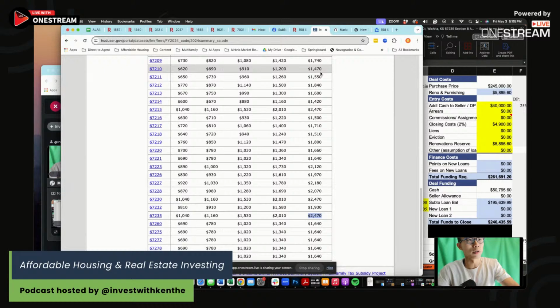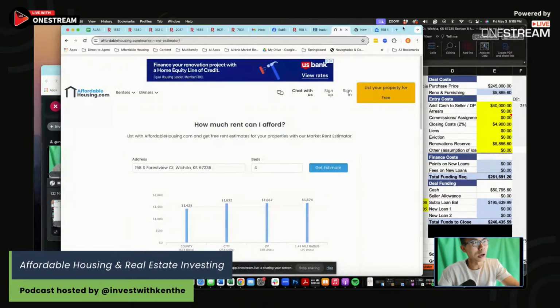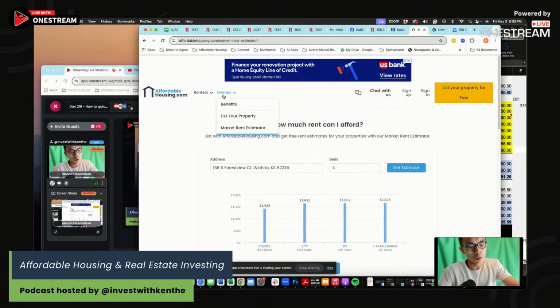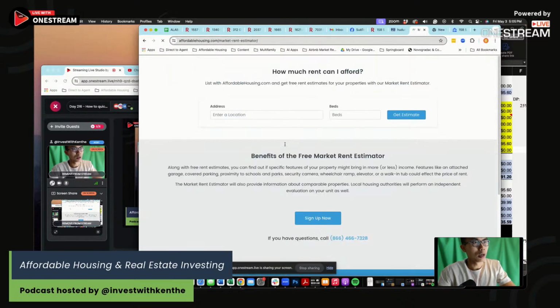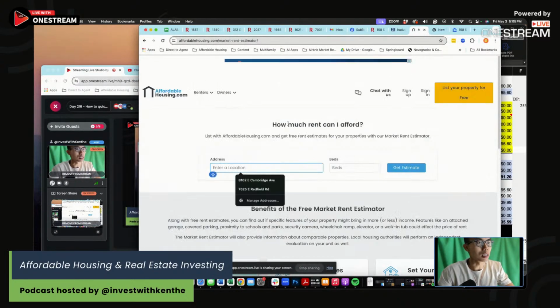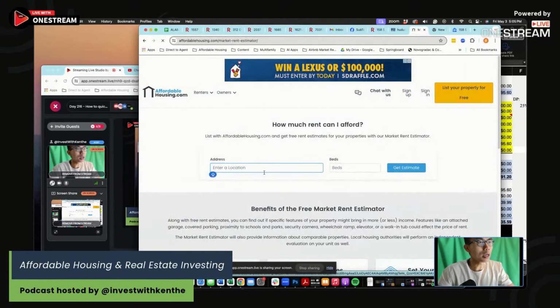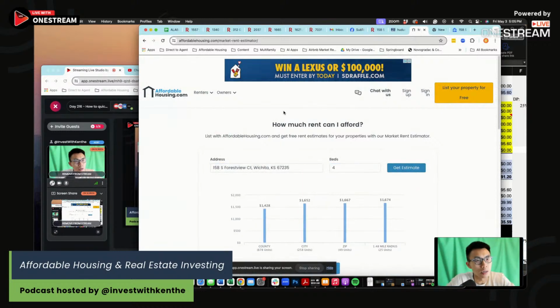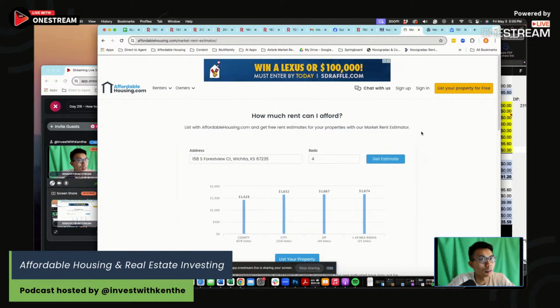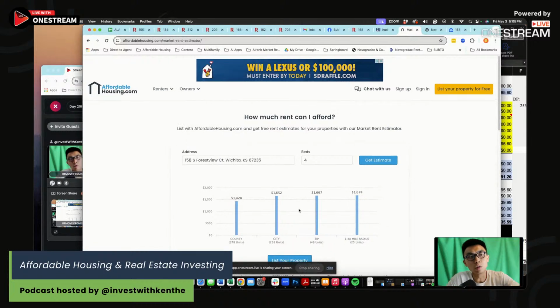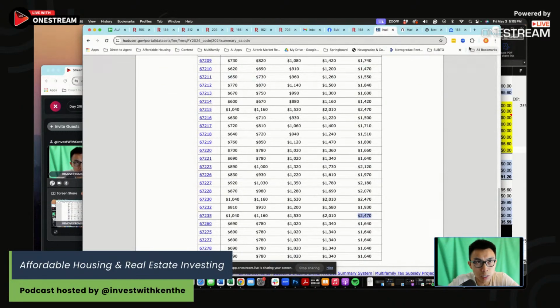Okay, $24.70. Next thing I'm going to do is go to affordablehousing.com. I'm going to go to the owner section, market rent estimator, and plug in the address here. Let's see if it plugs in. When I plug in the address, for a 4-bedroom, what's the average rent? It says right here that the rent for a 4-bedroom is $16.64. So you're nowhere close to the rent ceiling of $24.70.